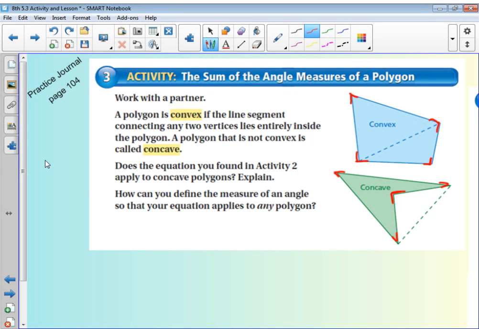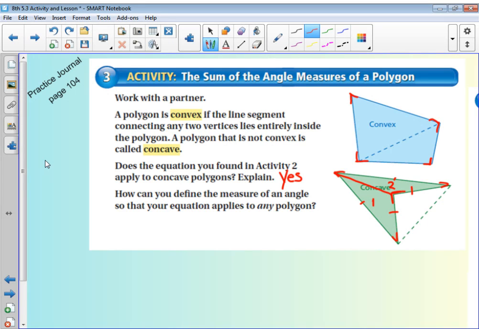It says, does the equation you found in the activity 2 apply to concave polygons? Well, if I were to go through and actually do this, this has 1, 2, 3, 4 sides. I could split it here and it still gives me 2 triangles, which would still give me the 360, 180 times 2. So this would be yes. It's probably not as easy to use when we go through to do that, but it still breaks up into the same number of triangles.